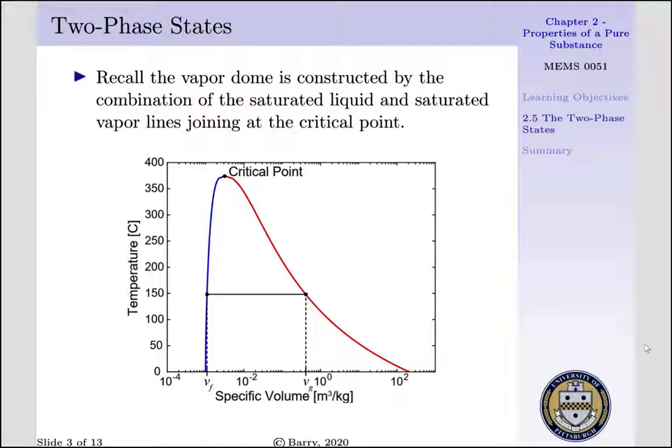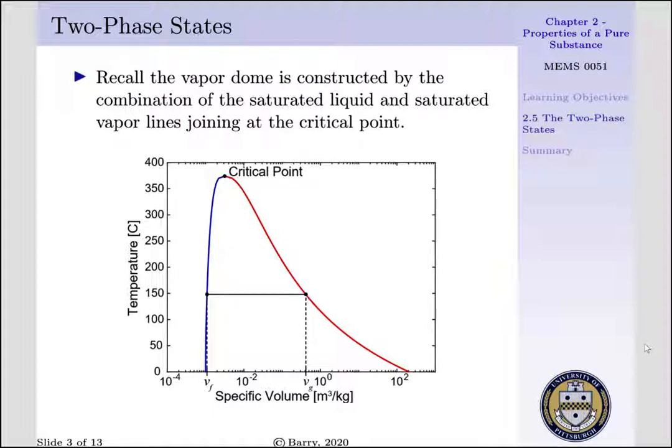Specifically, if we look at a T-v diagram, our vapor dome is constructed by adjoining our saturated liquid curve, which is represented by the blue line, with our saturated vapor curve, which is represented by the red line, and these two curves meet at the critical point. Everything existing on the blue line is a completely liquid state. Everything on the red line is existing as a completely vapor state.